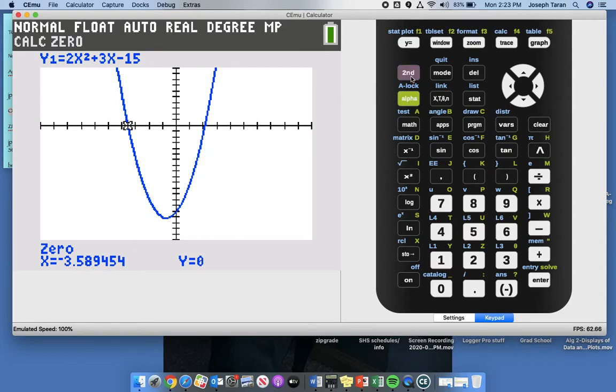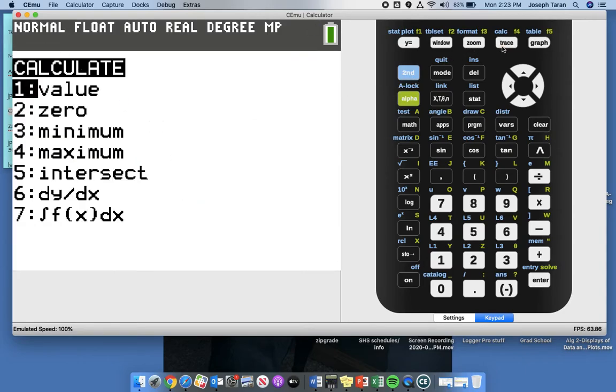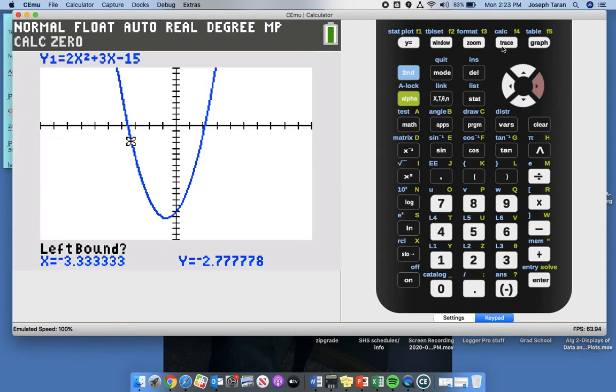The same thing we're going to do with the other one. We're going to go second, trace, 0. But now I'm going to scoot my cursor all the way over here to the right. That's pretty close to it, but I'm going to have to do the same thing. I'm going to set my left boundary a few clicks to the left and my right boundary a few clicks to the right. Now my calculator knows to look right in here. Guess. We're going to hit enter. And there's your other zero at 2.1, more or less, 2.09. Okay? So those are x-intercepts.